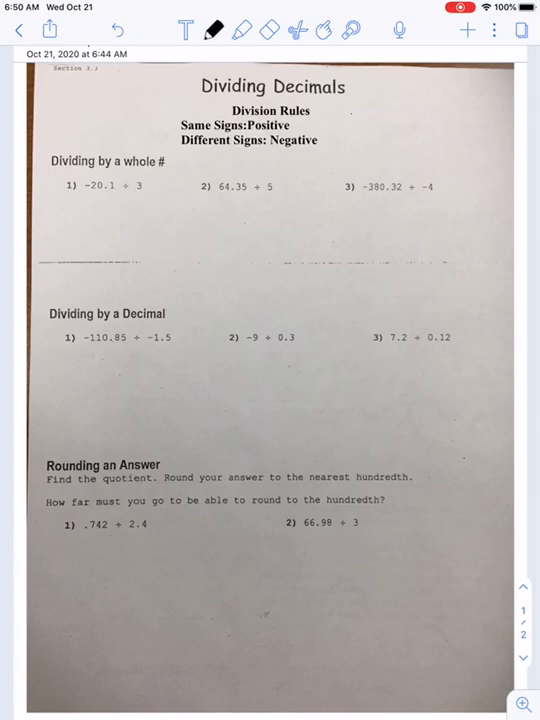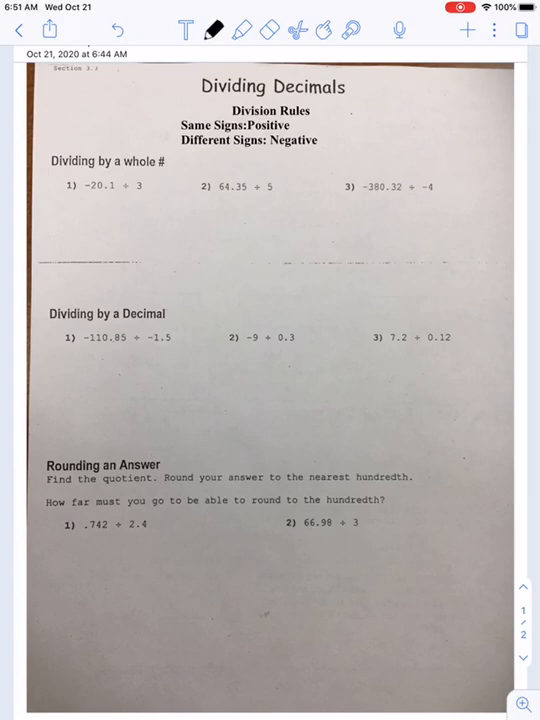If we are dividing with different signs, we will get a negative. That is like a positive divided by a negative or a negative divided by a positive. Remember, your division rule is the same one as your multiplication rule. So let's start off with number 1, dividing by a whole number.